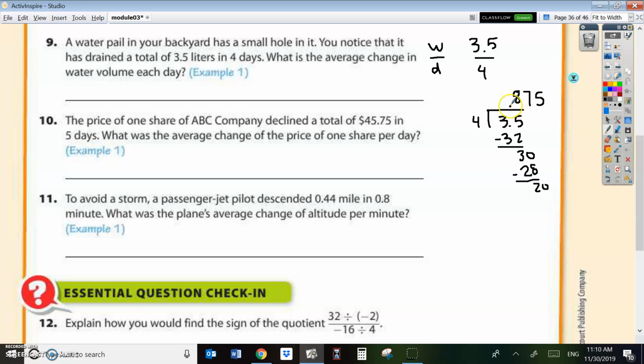So this thing is leaking 875 thousandths of a liter per day. What is the average change in water volume each day? So it's negative because it's leaking. Negative 875 thousandths, what is it? Liters per day.